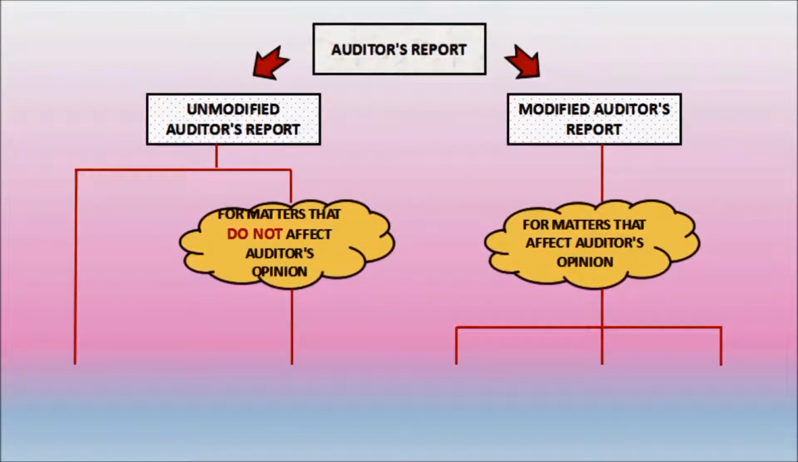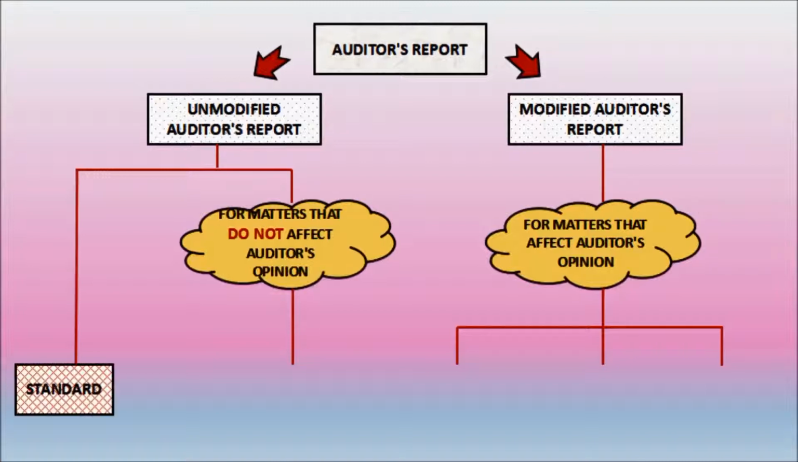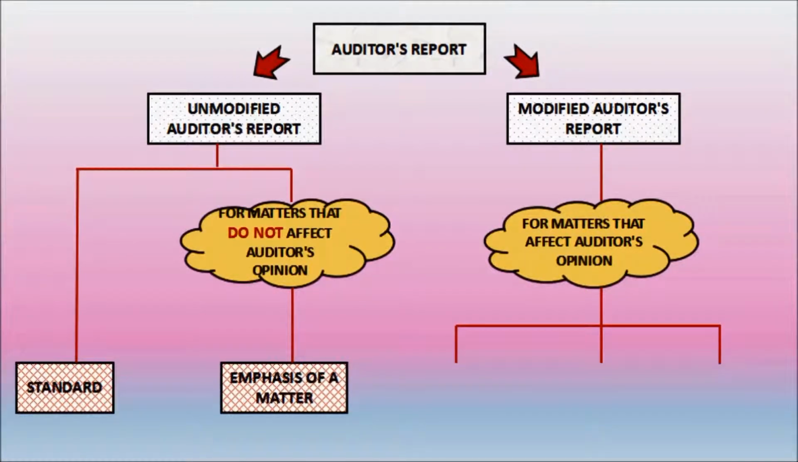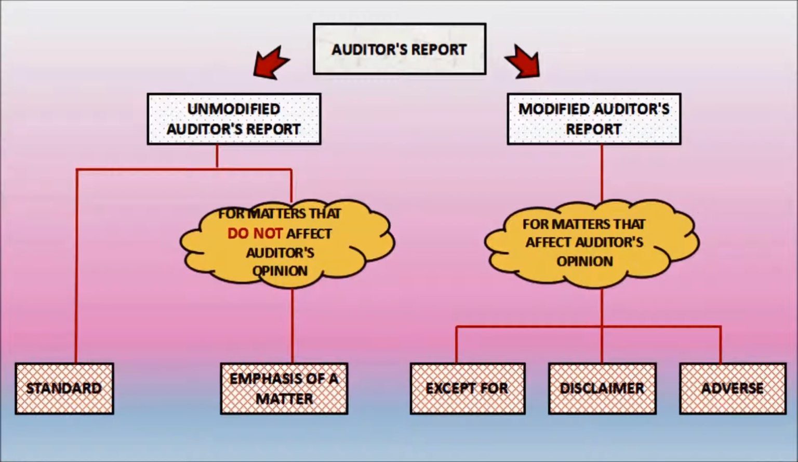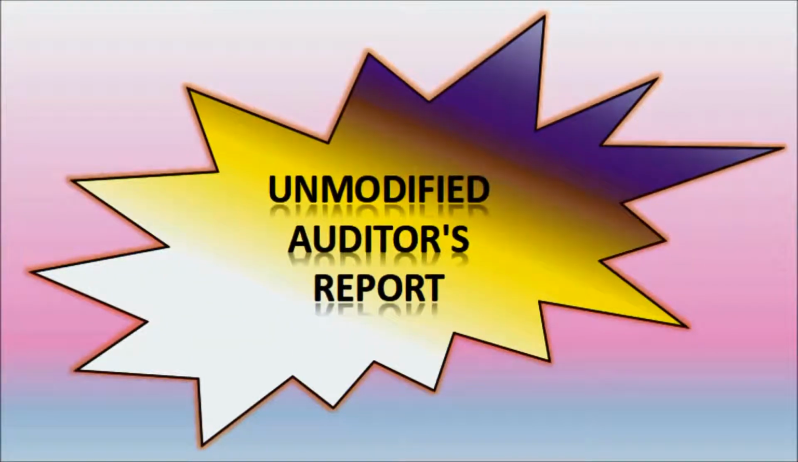Okay, now we will learn about the types of auditor report, which are unmodified auditor report and modified auditor report. The unmodified auditor report has standard and emphasis of a matter, whereas the modified auditor report has except for, disclaimer, and adverse. Okay, first we will talk about the unmodified auditor report.